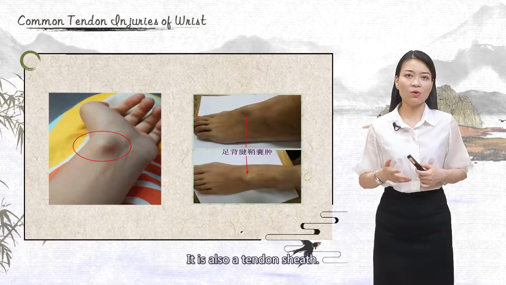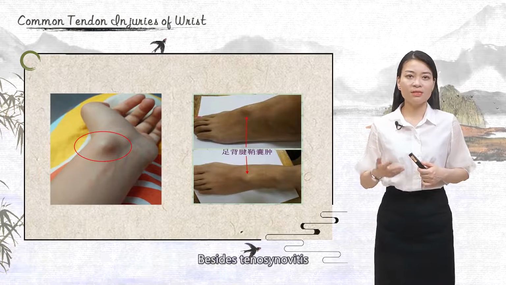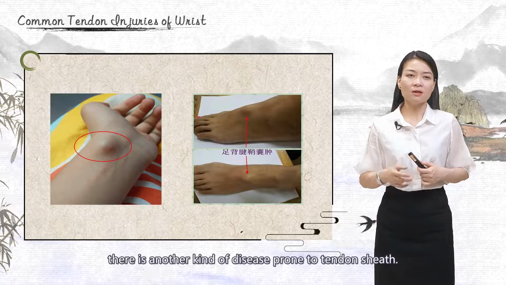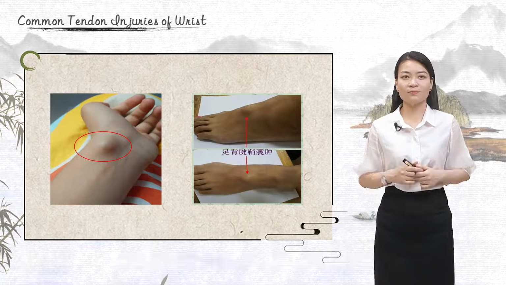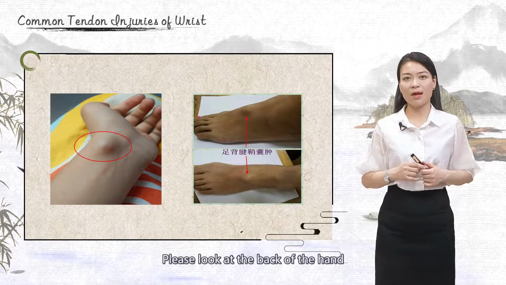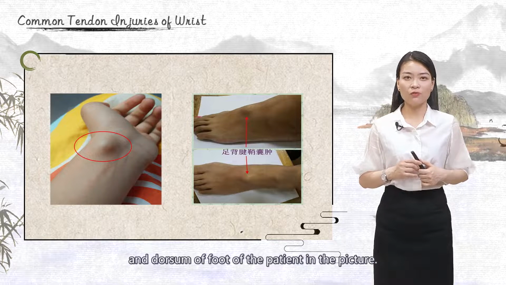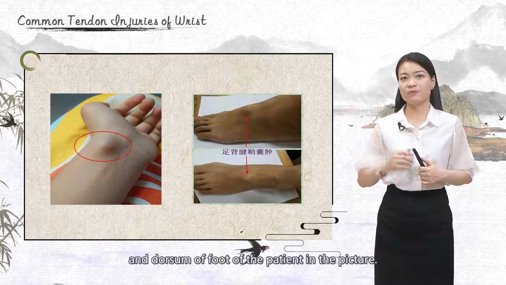It is also a tendon sheath disease. Besides tenosynovitis, there is another kind of disease prone to occur at the tendon sheath. Please look at the back of the hand and the dorsal foot of the patient in the picture.